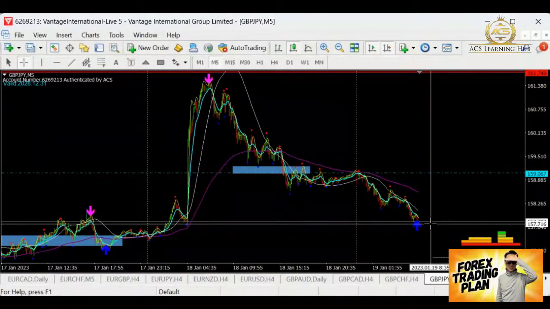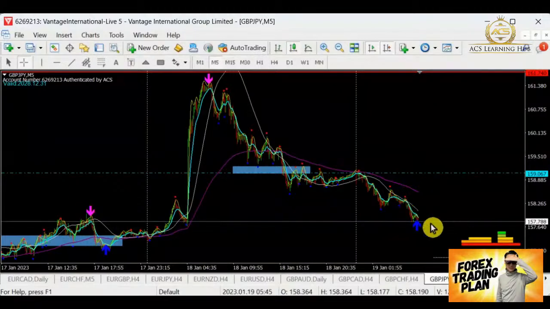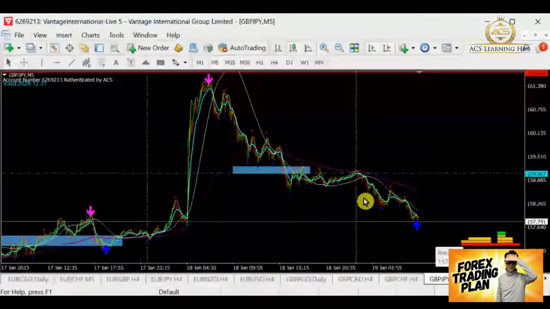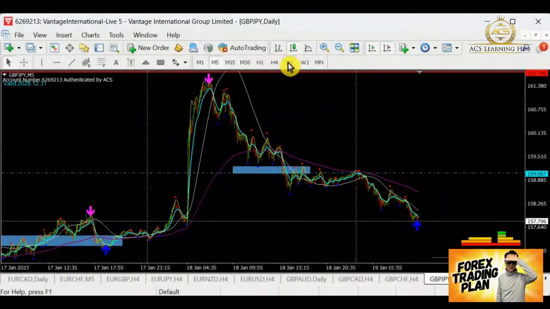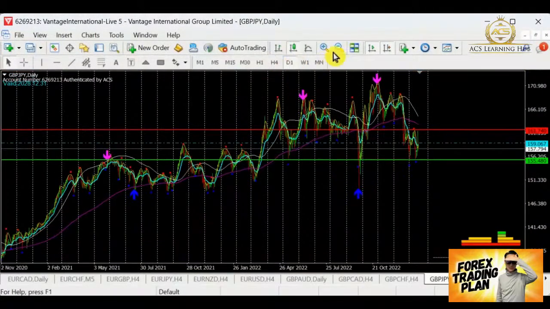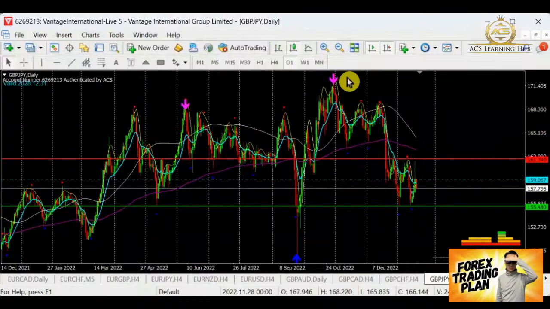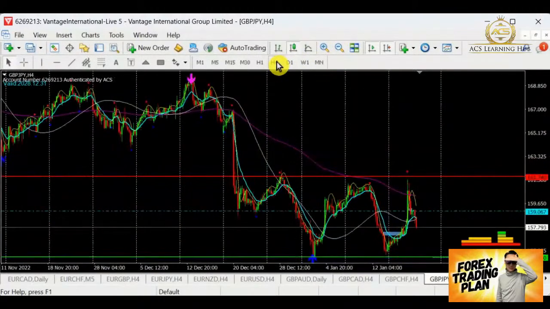So at this point here, for the Pound Yen, it is nice. So tentatively it's back to normal. So right now in this case, we are looking out for Pound Yen. What is the trend right now? We are in the bear trend. Okay, so selling is possible.